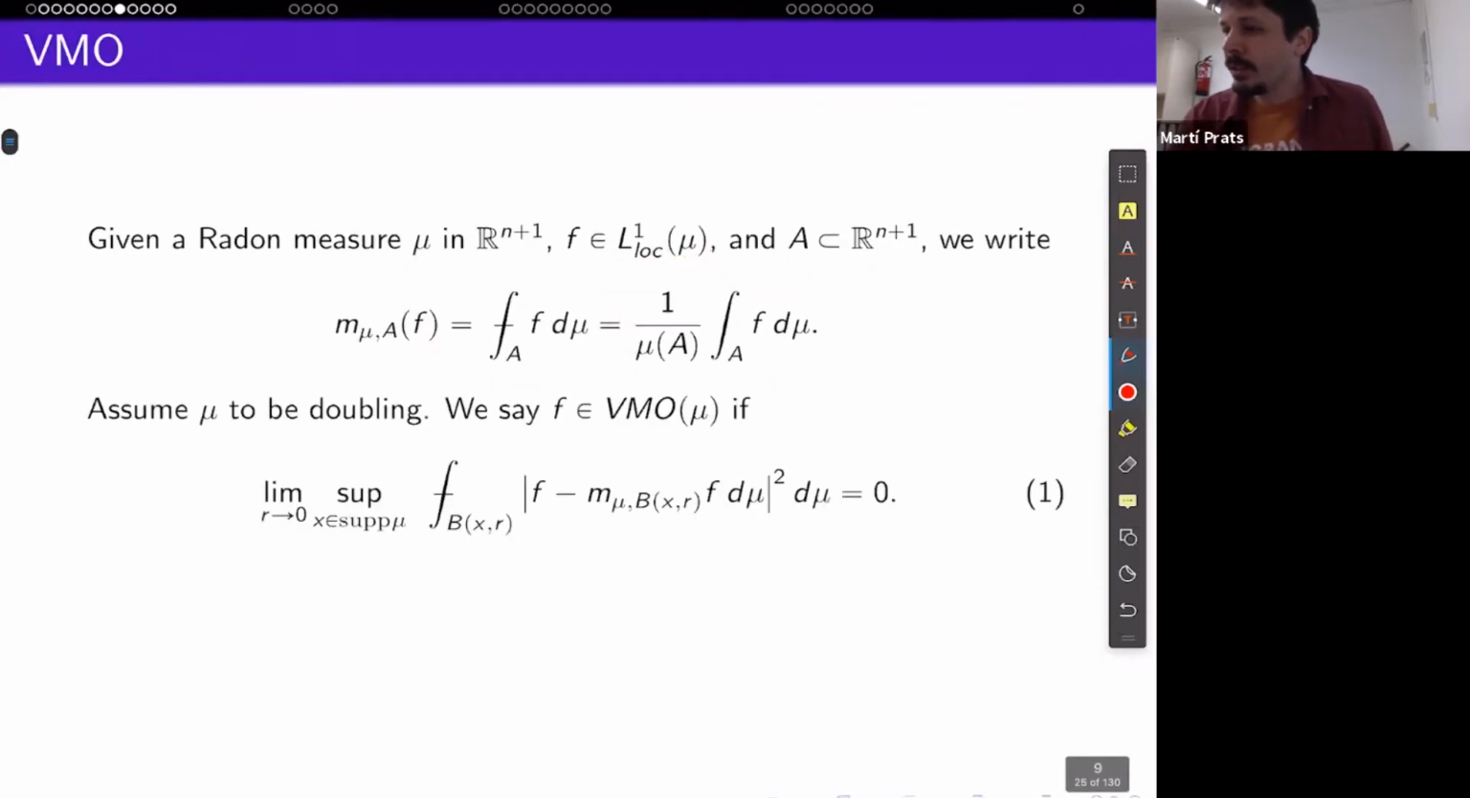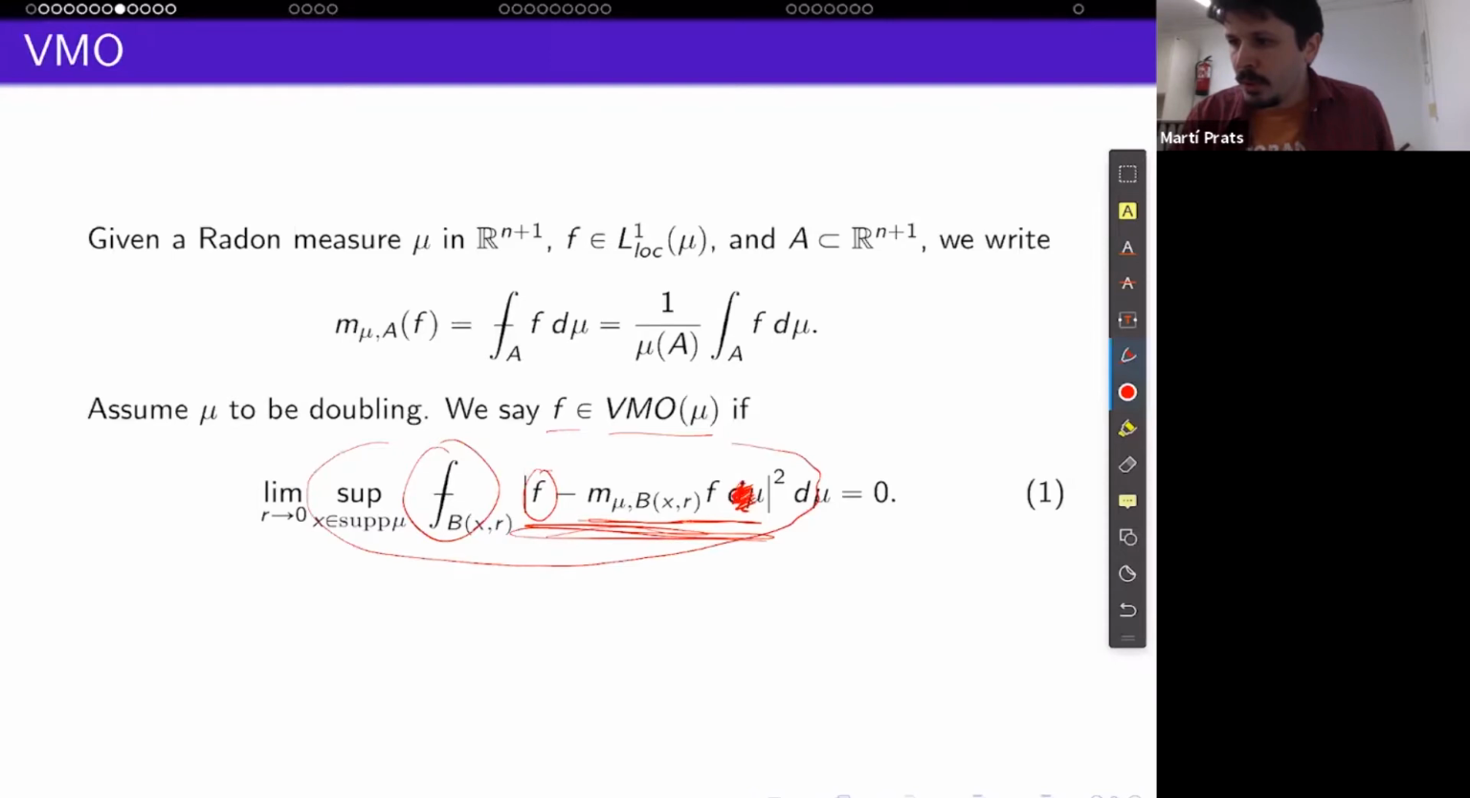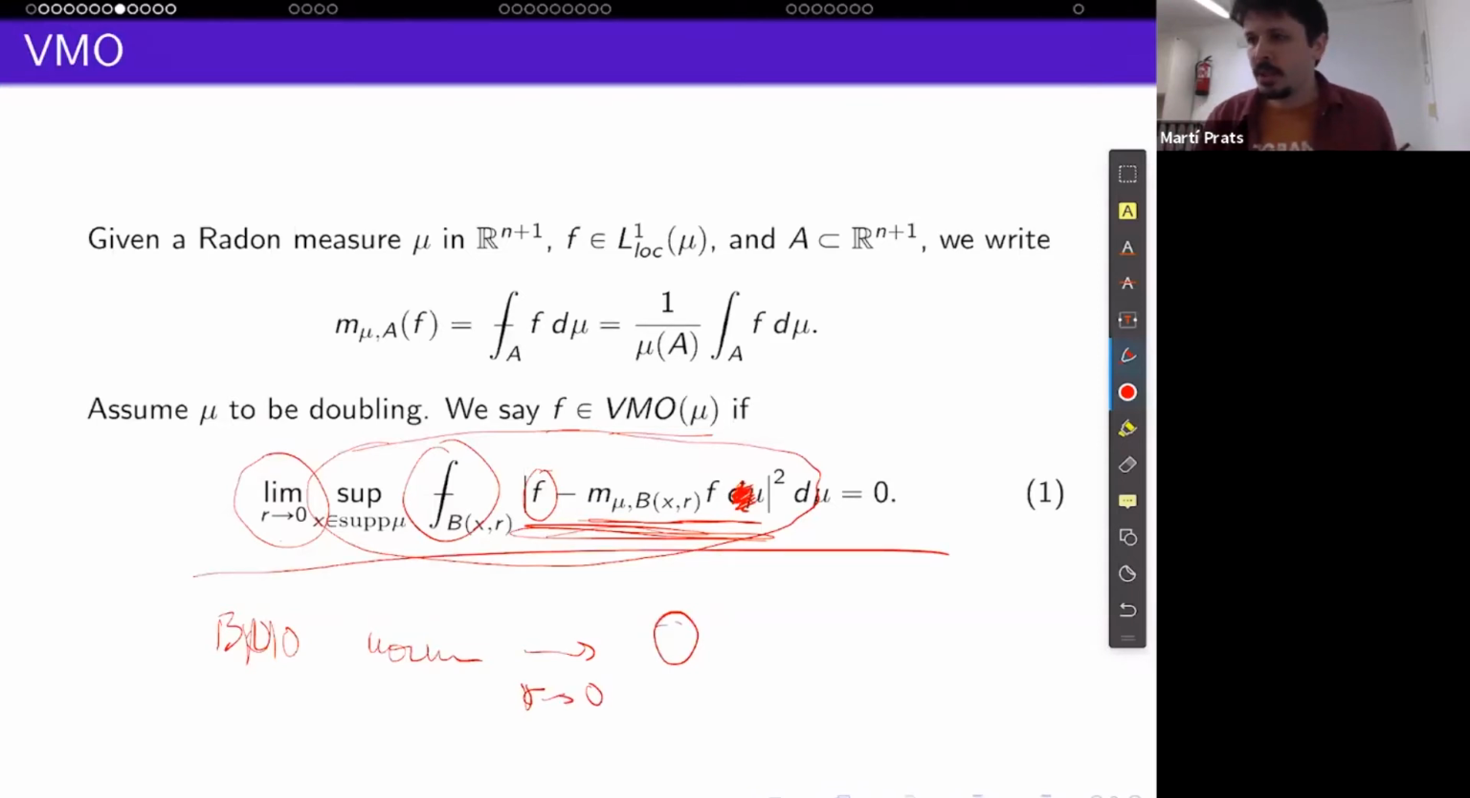Now, we assume mu to be doubling. Then we say that a function f is in VMO of this measure if the function minus its mean in the ball, okay, exactly, the function minus the mean in the ball of f is in L2. So the mean of the oscillation, this is the oscillation, is just controlled. This would be BMO, but we also ask that this goes to zero as the radius goes to zero. So the VMO norm vanishes when the radius goes to zero. Okay, this is what we are saying here. So this is why it is called vanishing mean oscillation.